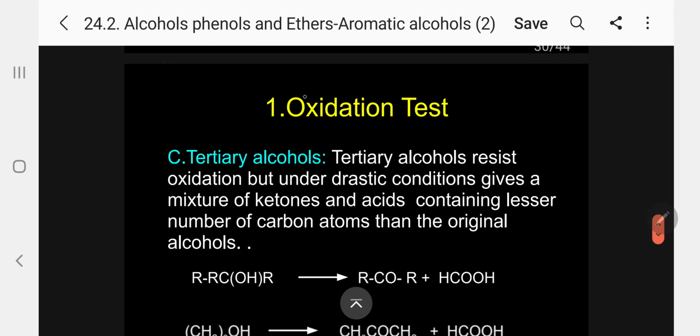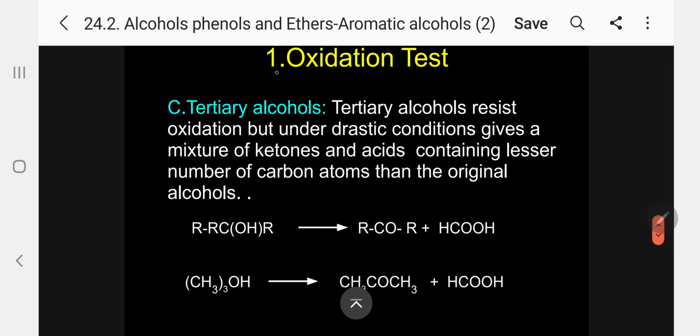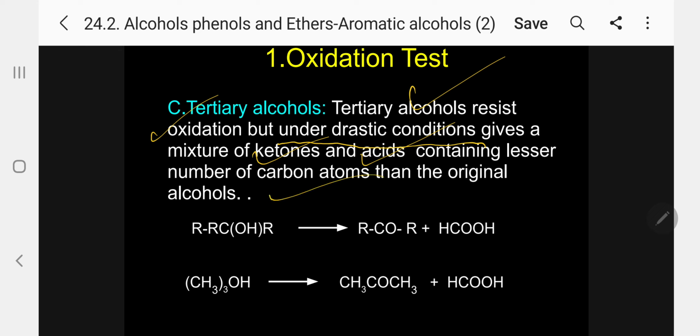Now, let me go for the tertiary. In the case of tertiary alcohols, tertiary alcohol resists oxidation. It will not easily undergo oxidation, but under drastic conditions, high temperature, high pressure, in presence of acid potassium permanganate or dichromate, it gives a mixture of ketone and acids containing a lesser number of carbon atoms than the original alcohol.